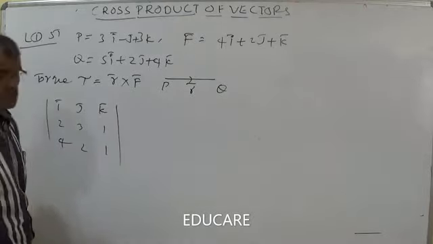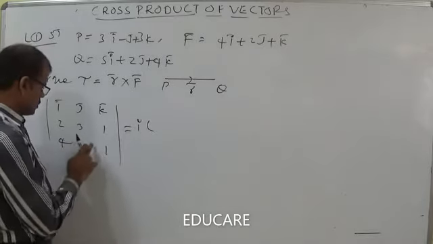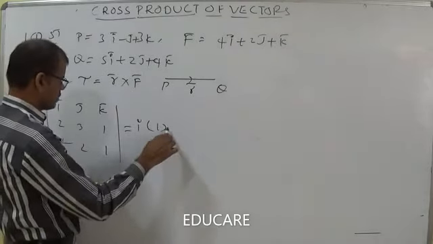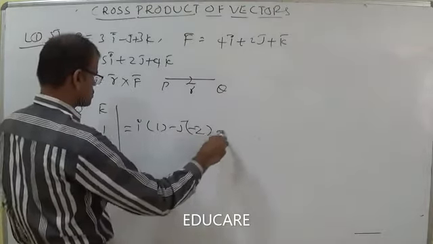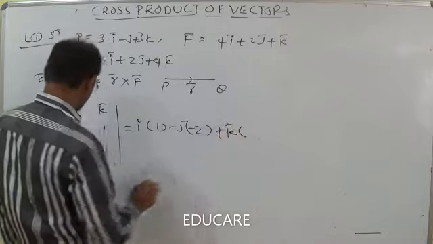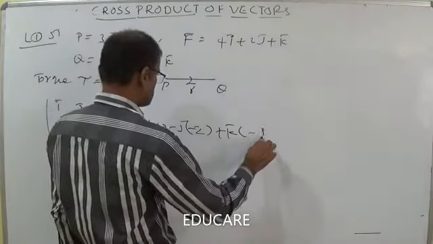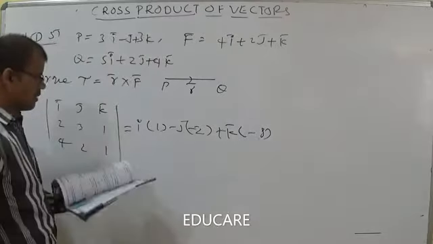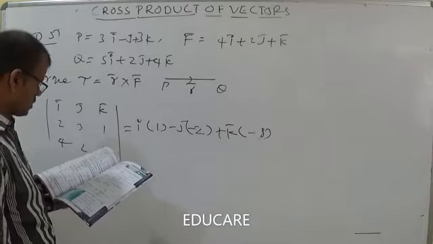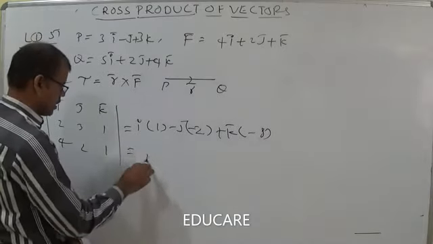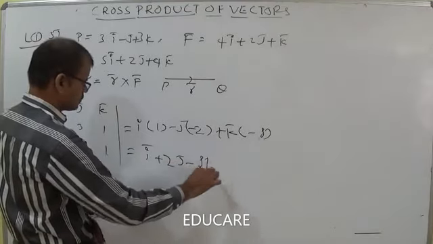So you can write this one as i into 3 minus 2, 1, minus j into 2 minus 4, minus 2, plus k into 4 minus 12. What is 4 minus 12? Minus 8. Now it becomes i plus j, according to the option given. Yes, we got i plus 2j minus 8k.